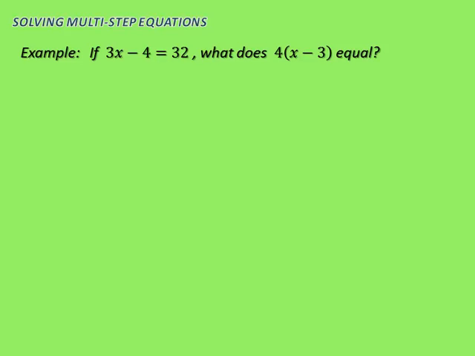Our second problem tells us if 3x minus 4 equals 32, then what does 4 times x minus 3 equal? Now notice this 4 times x minus 3 does not have an equal sign in it. So I need to know what x is before I can get an answer to that. If I know what x is, then I can just do the math. Well, if I look back at the problem to start with, 3x minus 4 equals 32, since it has an equal sign, I can solve that.